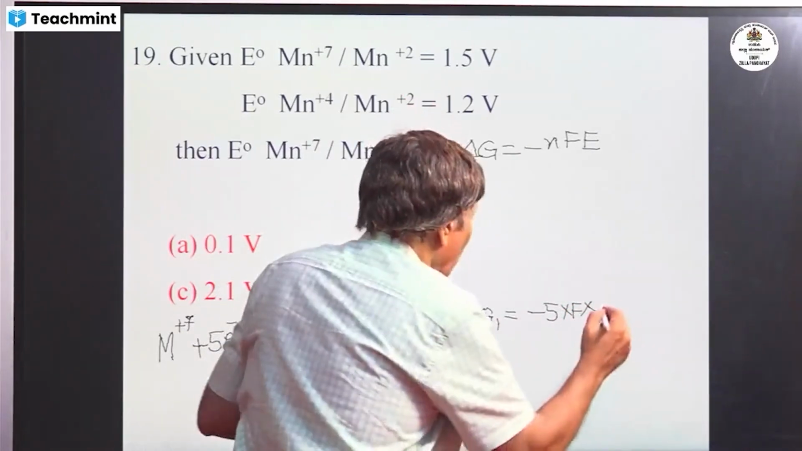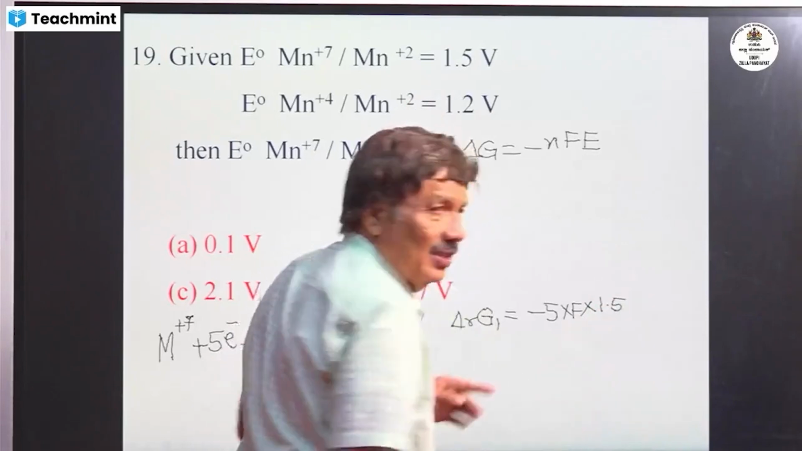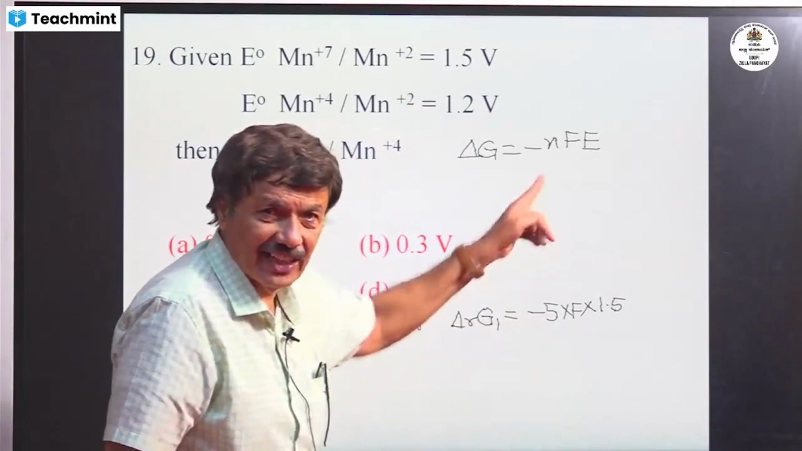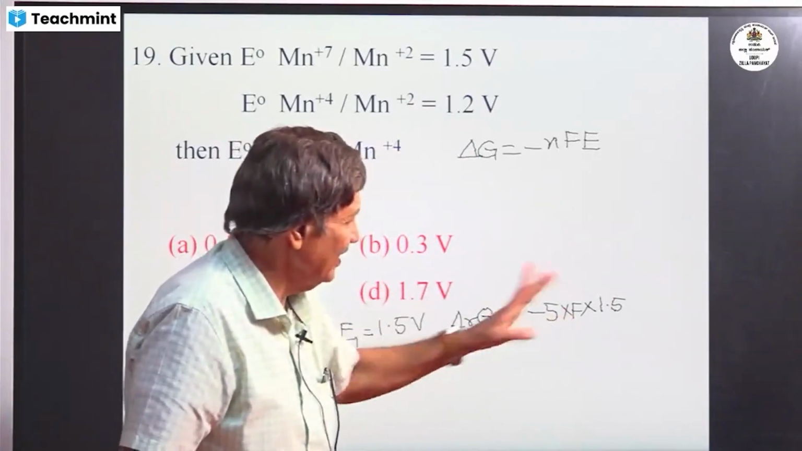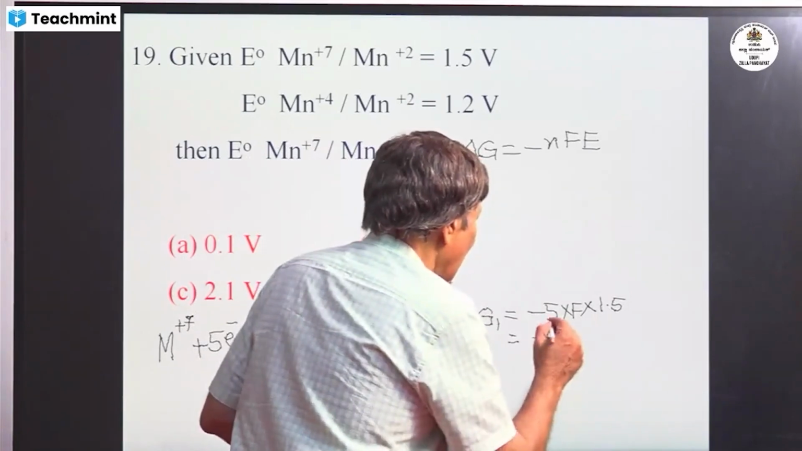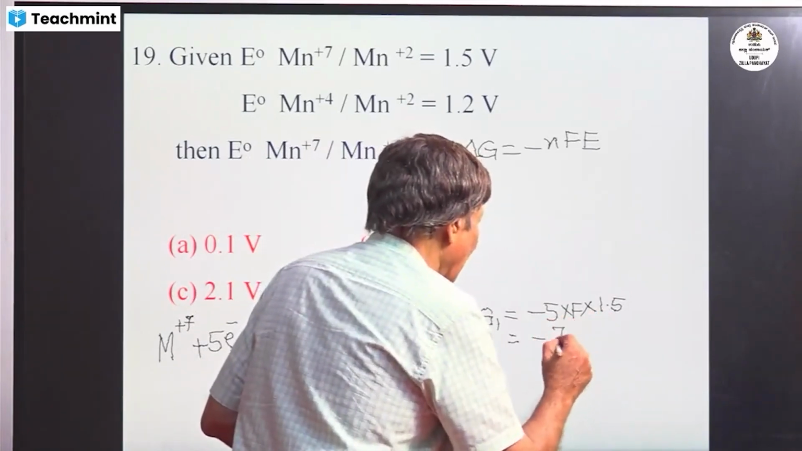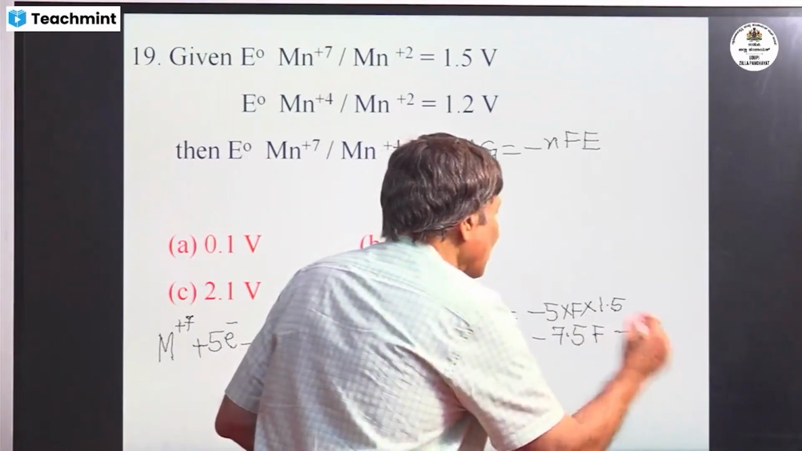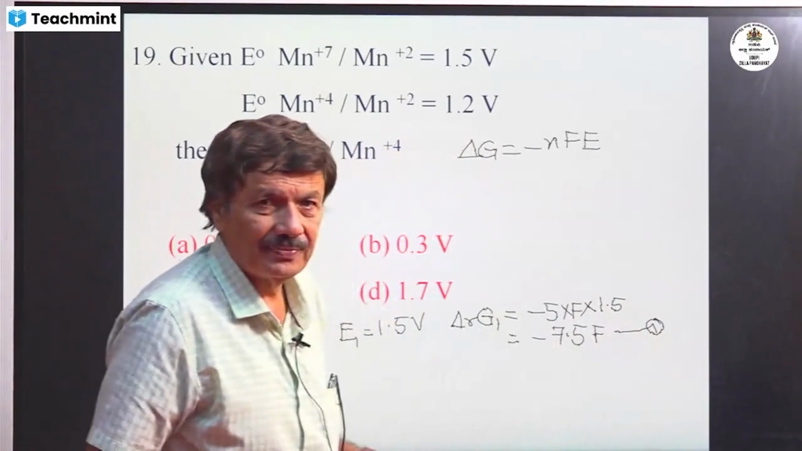E1 is 1.5, so we will write that. What I have done is substitute n as 5; the minus sign is there in the formula, F as it is. So it became minus 5 into 1.5, which is minus 7.5 F. Let it be equation number 1.